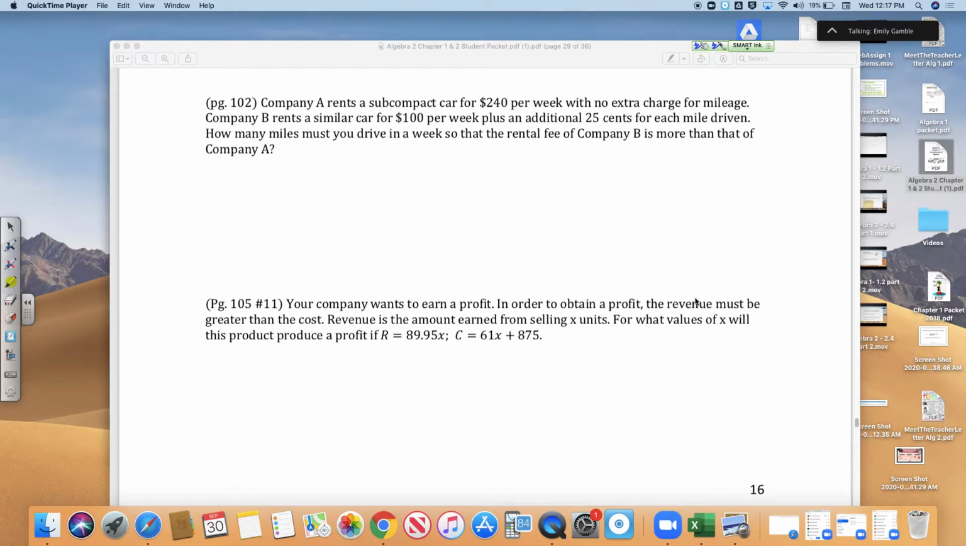All right, let's go over the second one. So Company A rents a subcompact car for $240 per week with no extra charge for mileage. Company B rents a similar car for $100 per week plus an additional 25 cents for each mile driven. How many miles must you drive in a week so the rental fee of Company B is more than that of Company A? All right, so X is going to be number of miles. I can see that from the question here since it's asking for how many miles. And we want Company B to be more than that of A.